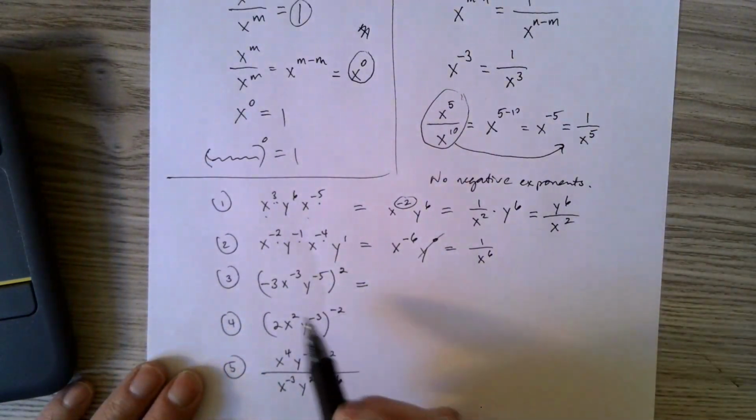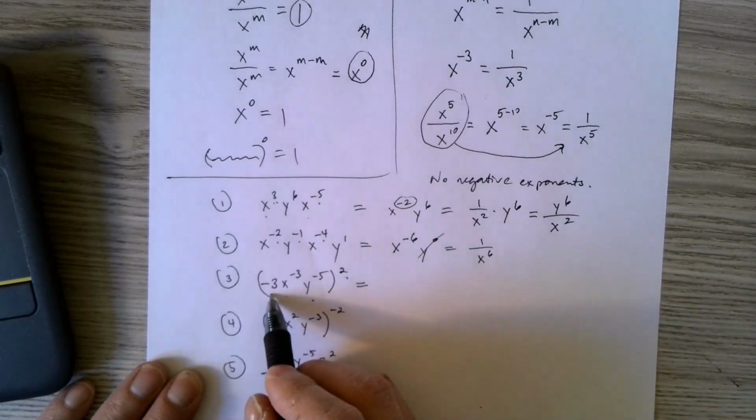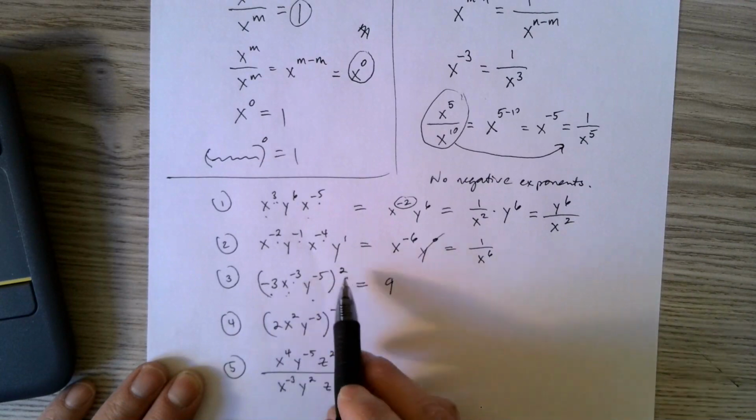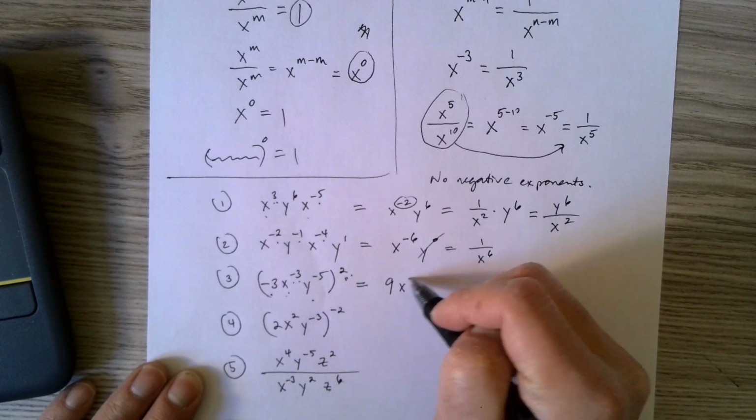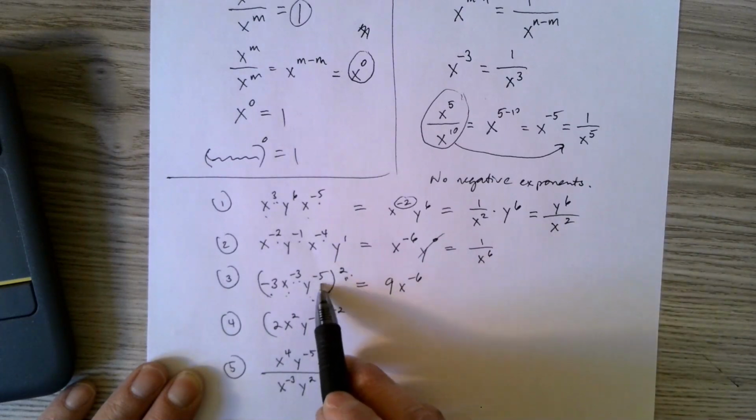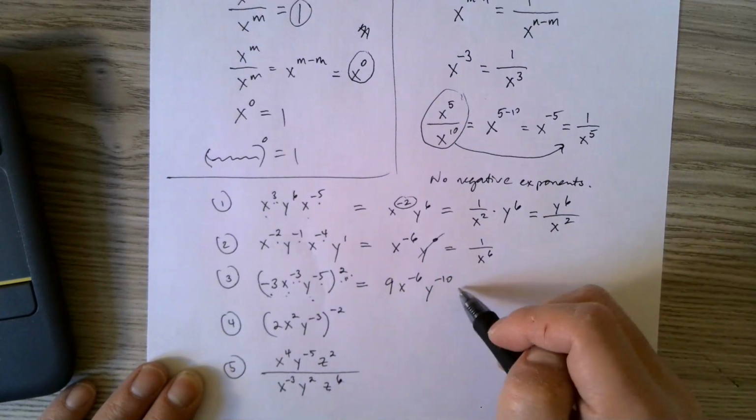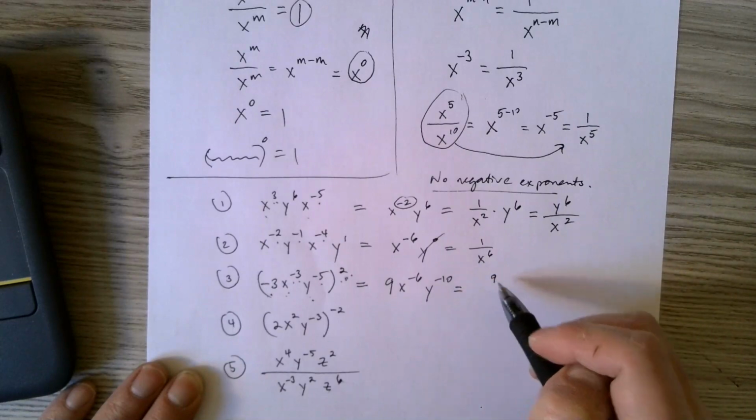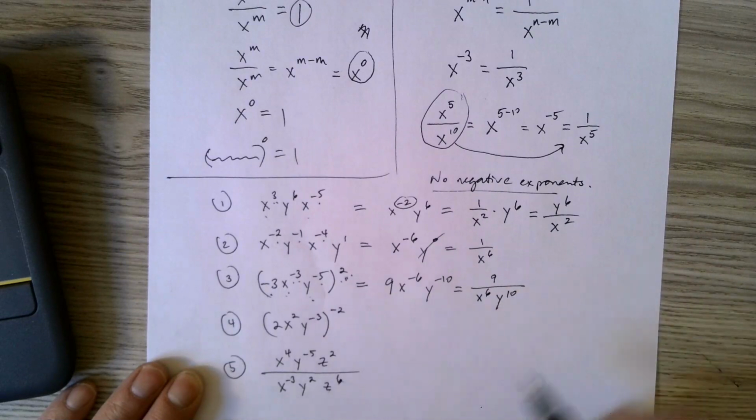In number 3, this is power of a product, so every single one of these bases gets raised to the second power. -3 to the second power, 9. X to the -3 to the second power, we multiply the exponents, x to the -6. Y to the -5, raised to the second power, y to the -10. I can't leave negative exponents, so 9 stays in the top, x to the 6th in the bottom, y to the 10th in the bottom.